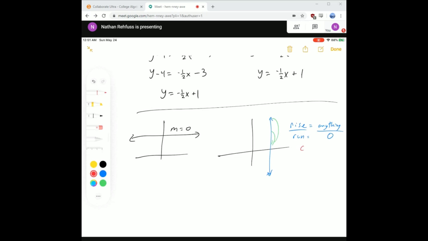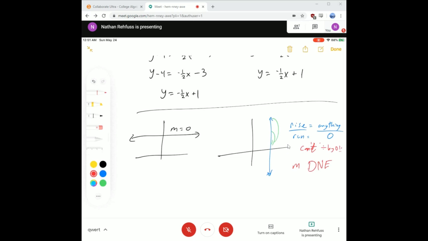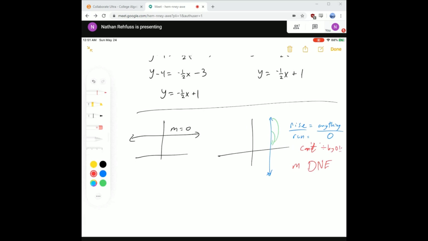Well, we can't, geez, I misspelled that. We can't divide by 0. Big problem. So the slope does not exist. This is a line that I can't put in point-slope form or slope-intercept form because the slope doesn't exist. So the way we're going to write this is, look, all these points have the same x value.